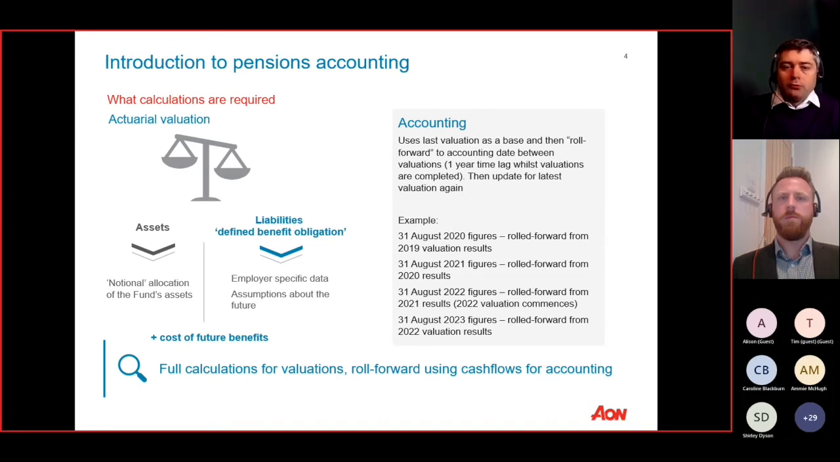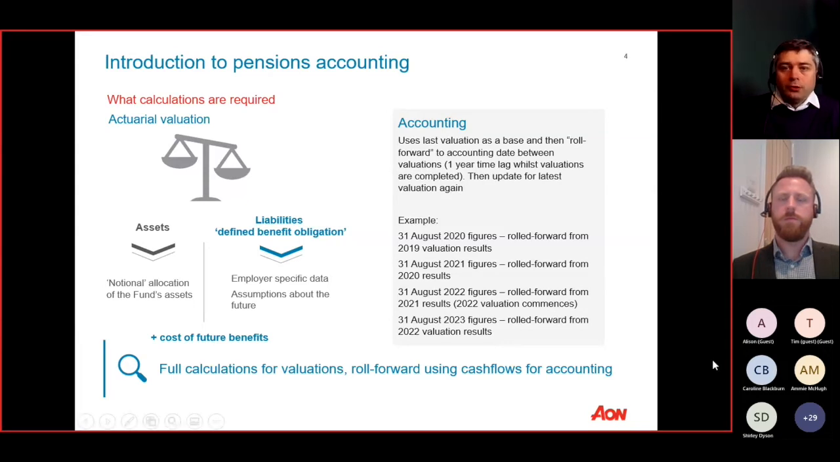We talked about the valuation being a significant exercise and it taking a year to finalize the work. So the accounting standards allow us to use approximations to calculate the accounting costs between the valuations by making adjustments to the results of the last full valuation. And this is known as a roll forward method.